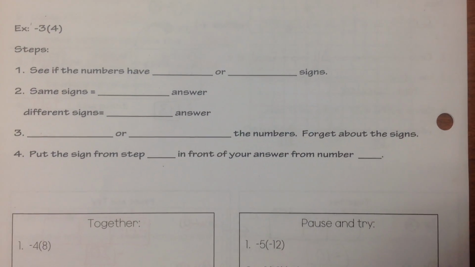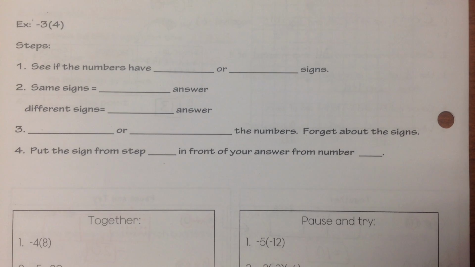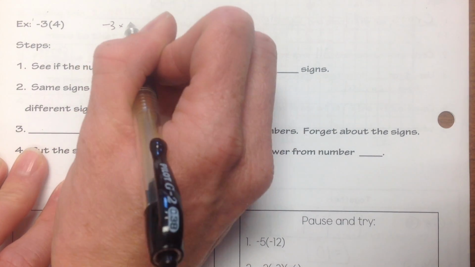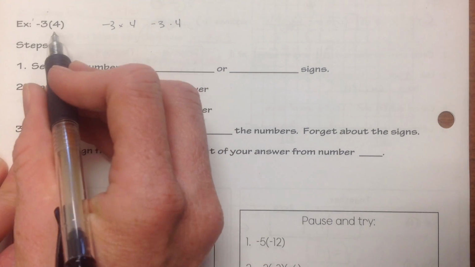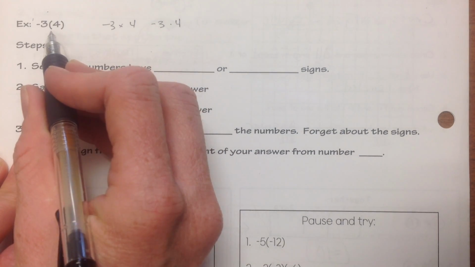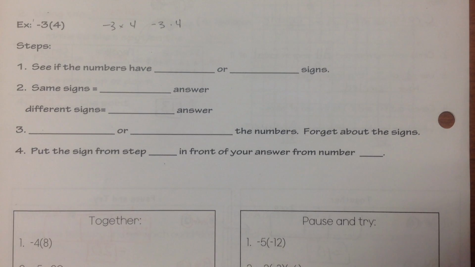example. So our example here says -3 times, remember, this means multiplication. This also means multiplication, or this means multiplication. You have to understand when you see this, it means to multiply. Okay, so let's do some steps here.